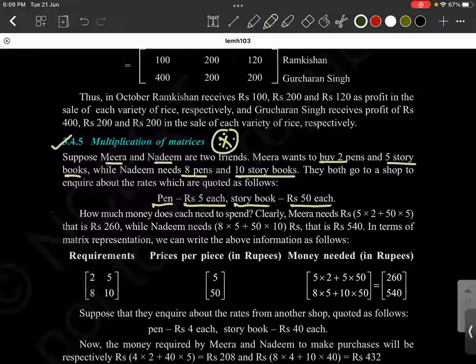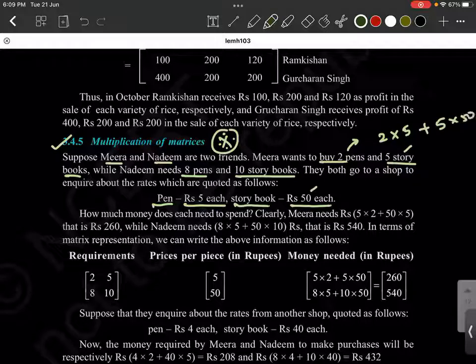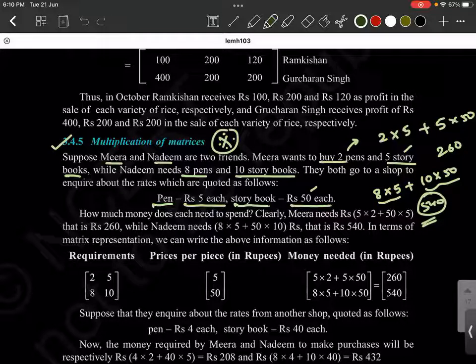How to proceed with that? Meera wants to buy 2 pens, so 2 into 5 plus 5 into 50. How much is this coming to? 250 plus 10, so she has to spend 260 rupees. Similarly, what about Nadeem? It will be 8 into 5 plus 10 into 50, so it is going to be 500 plus 40, which will be 540. Is that clear? But how to arrive at these numbers with the help of matrices?